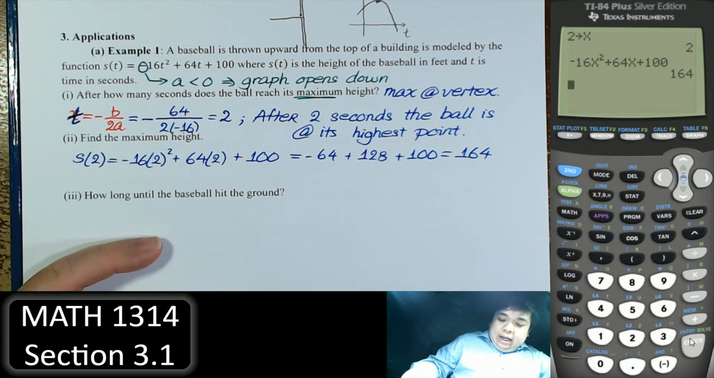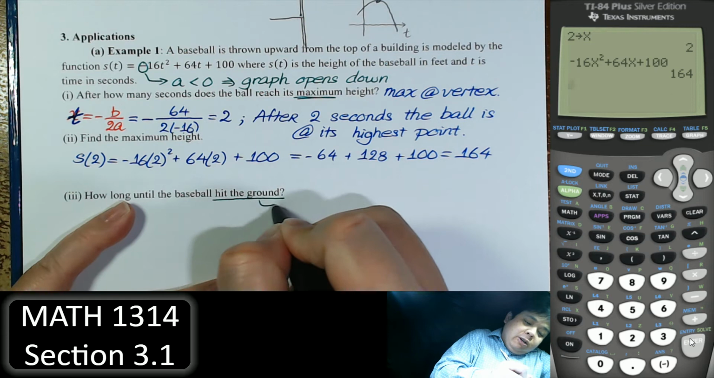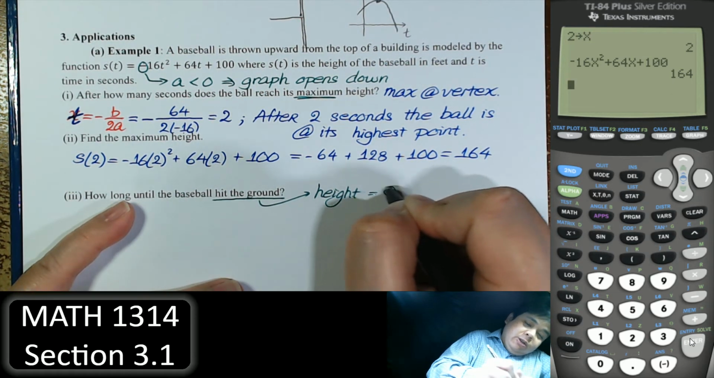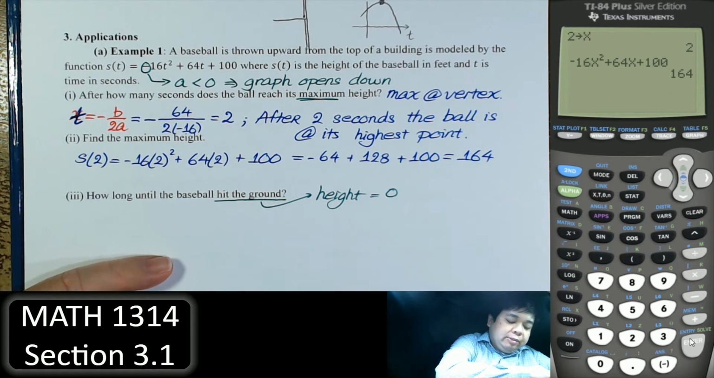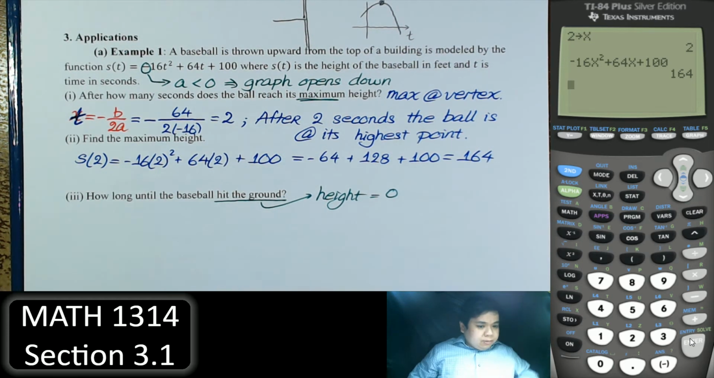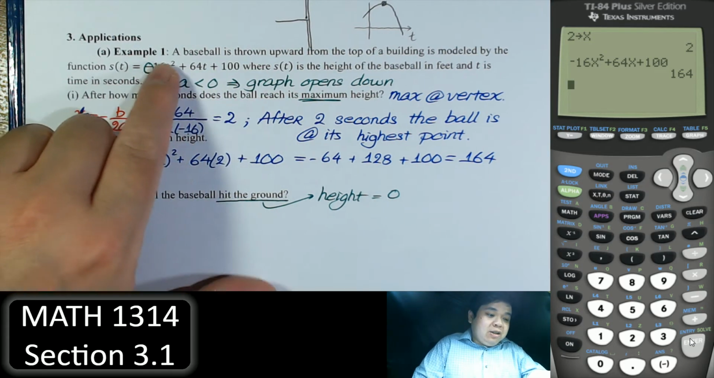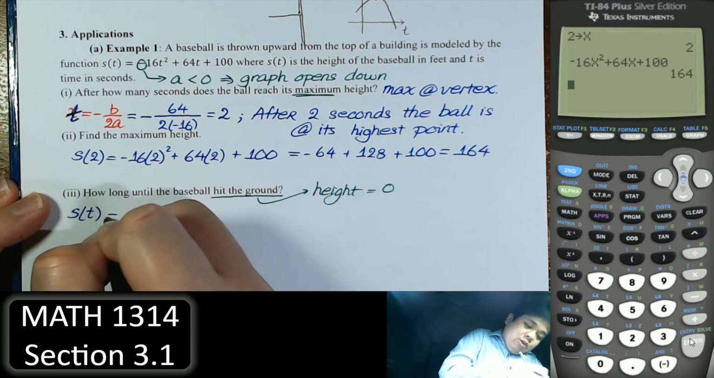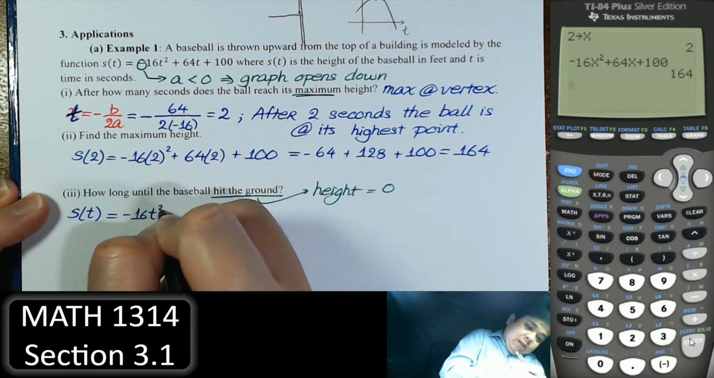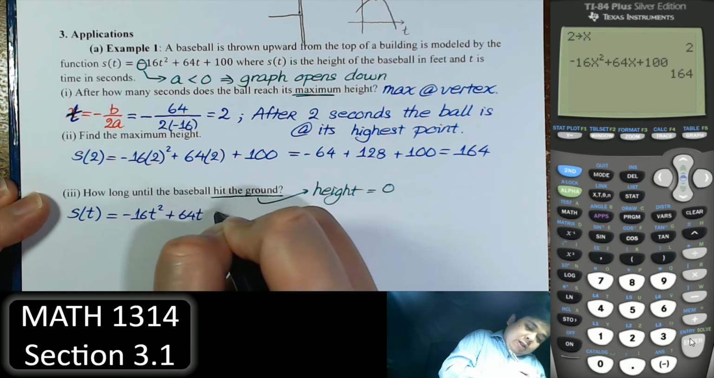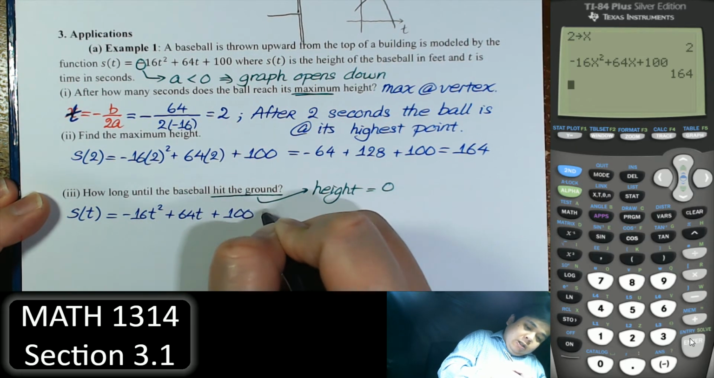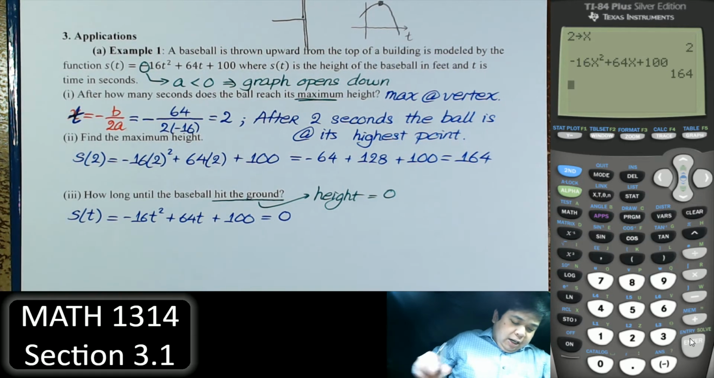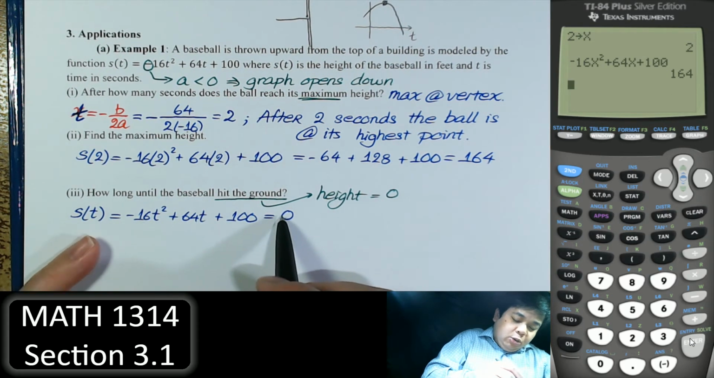Right. How long until it hits the ground? Well, it will hit the ground when height is equal to 0. Well, that's obvious, right? So meaning that we're going to let this function equal to 0. And we just solve for t. Right. To solve for t, make this equal to 0, solve for t.